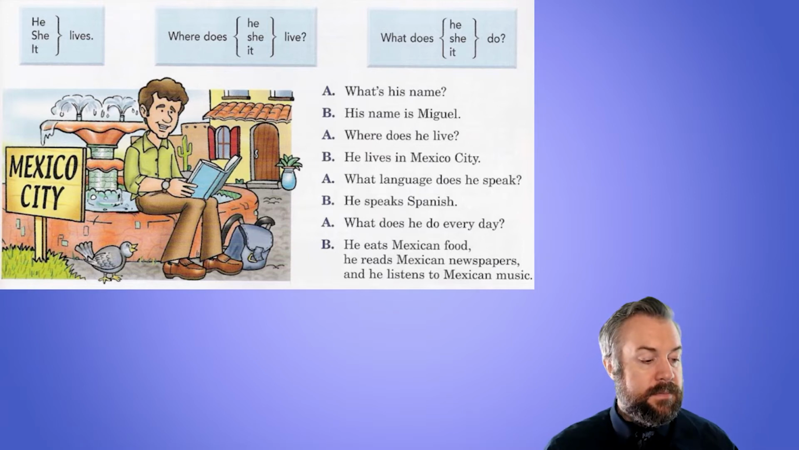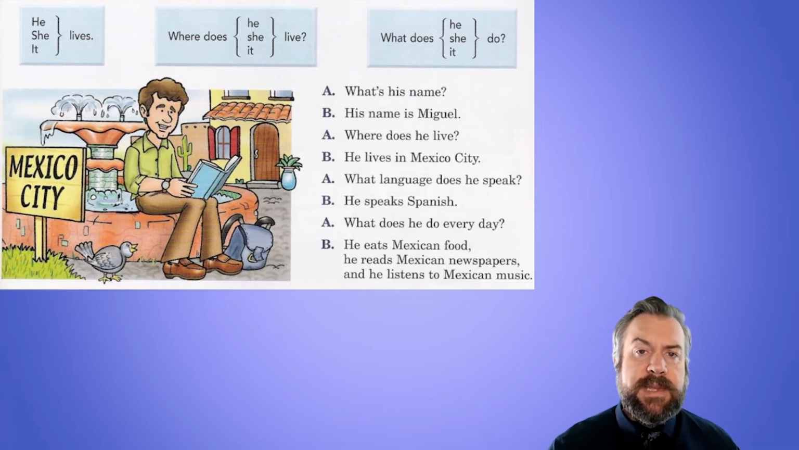A. What's his name? His name is Miguel. Where does he live? He lives in Mexico City. What language does he speak? He speaks Spanish. What does he do every day? He eats Mexican food. He reads Mexican newspapers. And he listens to Mexican music.